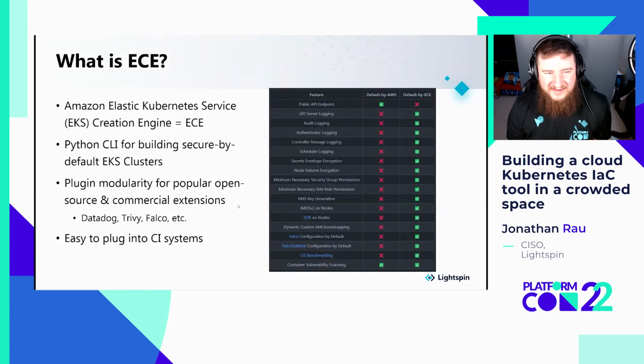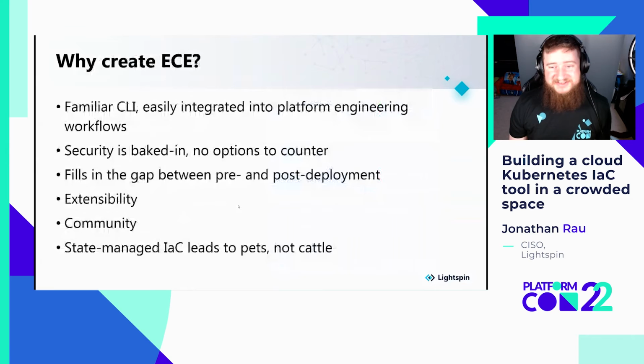So again, why did we create it? Just a rundown. It's a familiar CLI, and it's easily integrated into our platform engineering workflows, right? You could drop this thing in AWS CodeBuild. You could drop this thing in a Jenkins. You could even write it in a way where you could create a pipeline. You could create a GitHub Action that'll deploy this out, right?